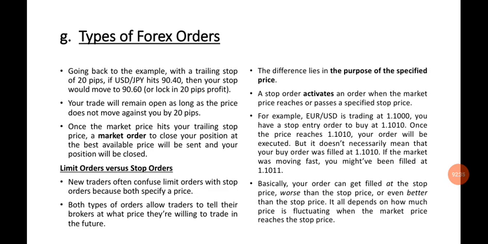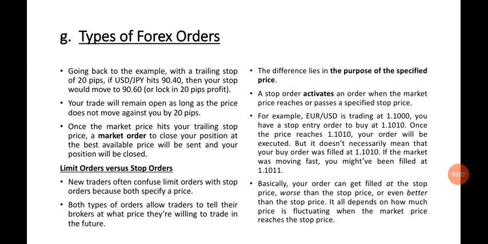Going back to the example, with a trailing stop of 20 pips, if the US dollar hits 90.50, then your stop will move to 90.60, or lock in 20 pips profit. Your trade will remain open as long as the price does not move against you by 20 pips. Once the market price hits your trailing stop price, a market order to close your position at the best available price will be sent and your position will be closed.